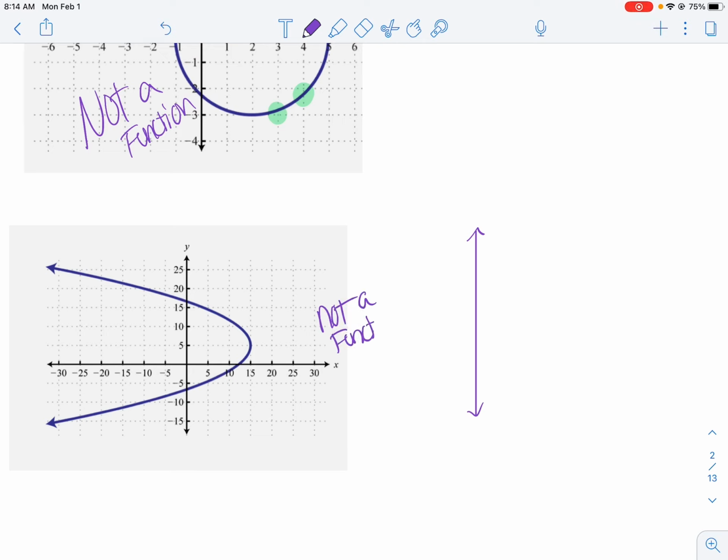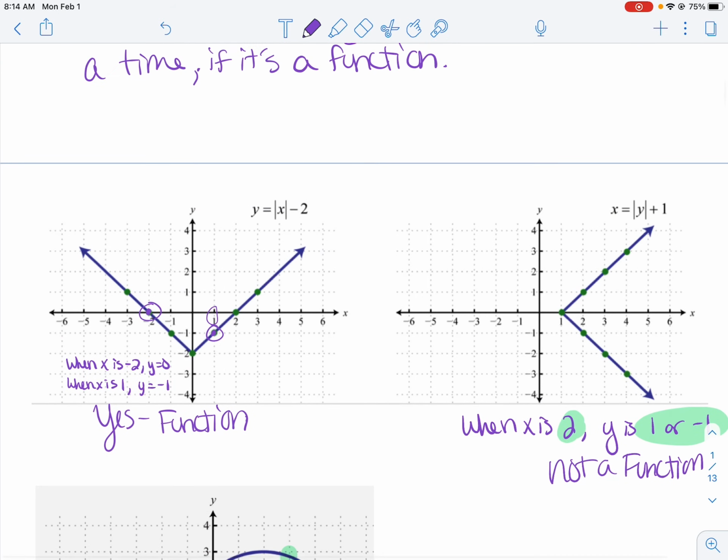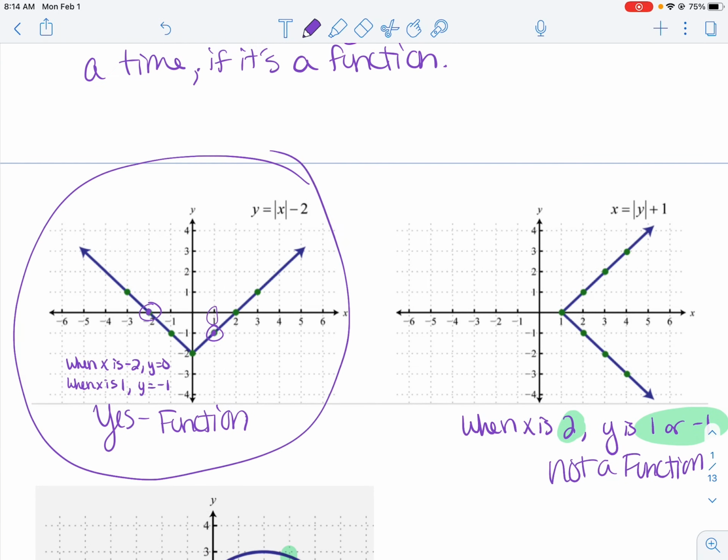So anytime you have a graph that fails the vertical line test, it hits more than 1 point at a time, you can say it's not a function. If it passes, like this first graph we did up here, then it is a function.